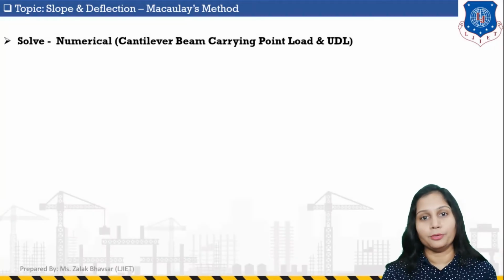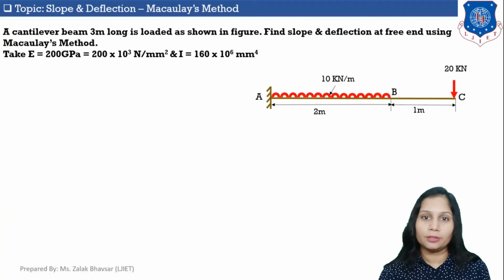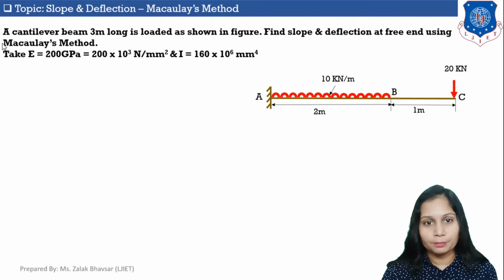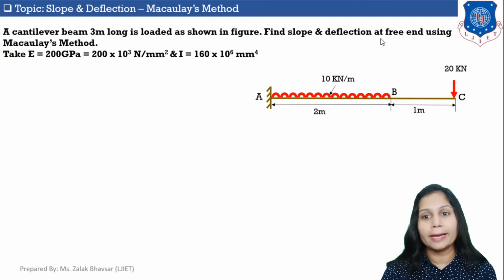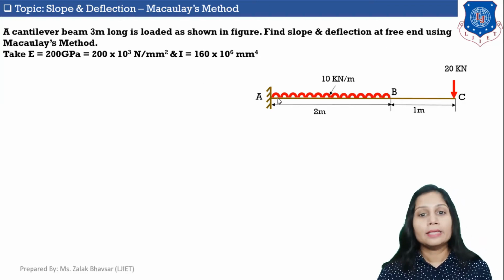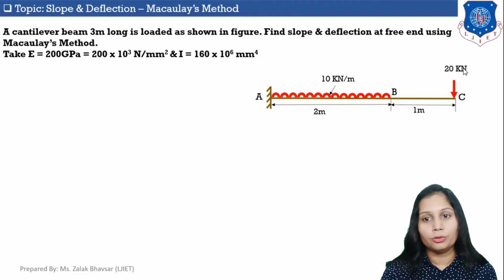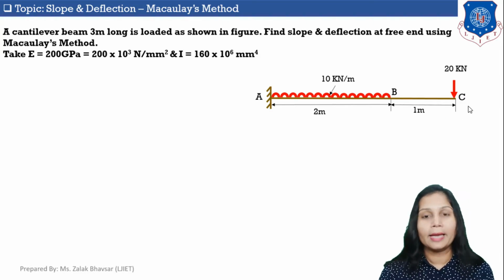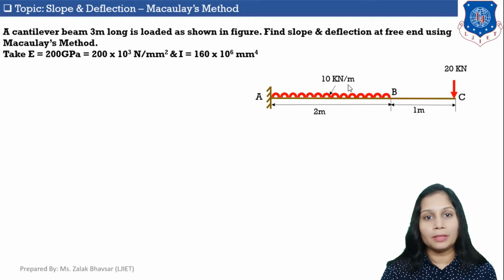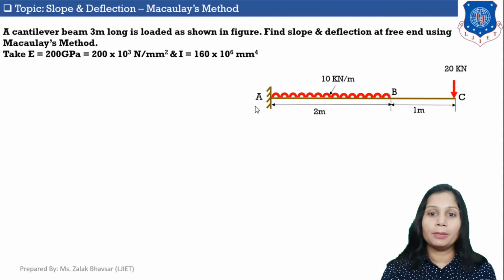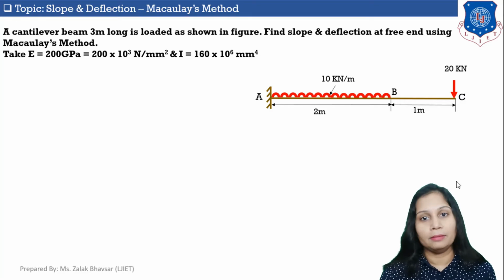So let's calculate one numerical, and here is the data. A cantilever beam 3 meter long is loaded as shown in the figure. Find slope and deflection at free end of cantilever beam using Macaulay's method. So here given beam is cantilever beam. The beam is fixed at end A and free at end C. The beam carries 20 kN point load at end C and it carries 10 kN per meter UDL of length 2 meter between point A to B. And total length of this cantilever beam is 3 meter.